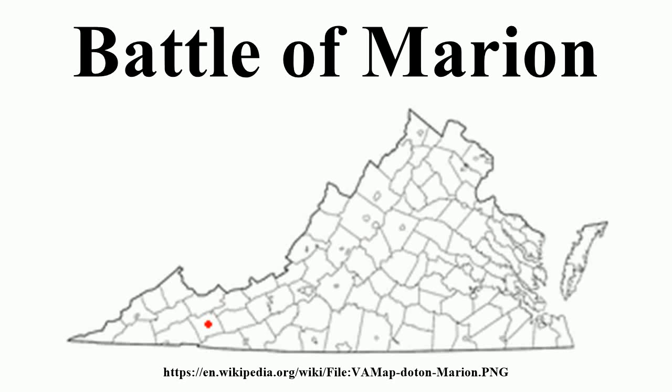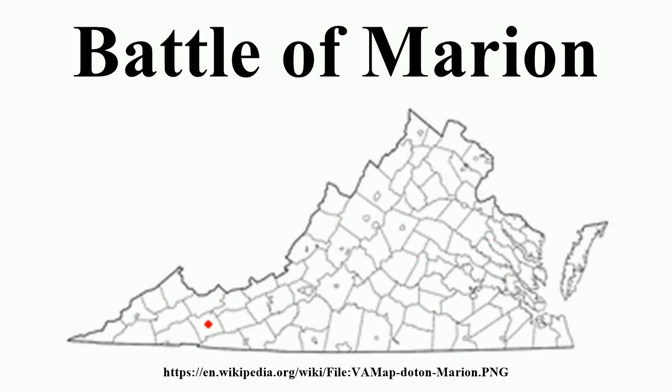The Battle of Marion was a military engagement fought between units of the Union Army and the Confederate Army during the American Civil War near the town of Marion, Virginia. The battle was part of Union Gen. George Stoneman's attack upon Southwest Virginia, aimed at destroying Confederate industrial infrastructure near Saltville and Marion.